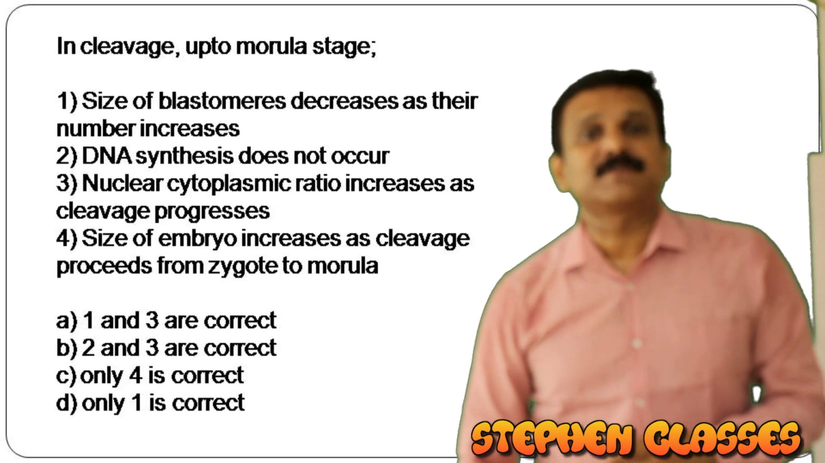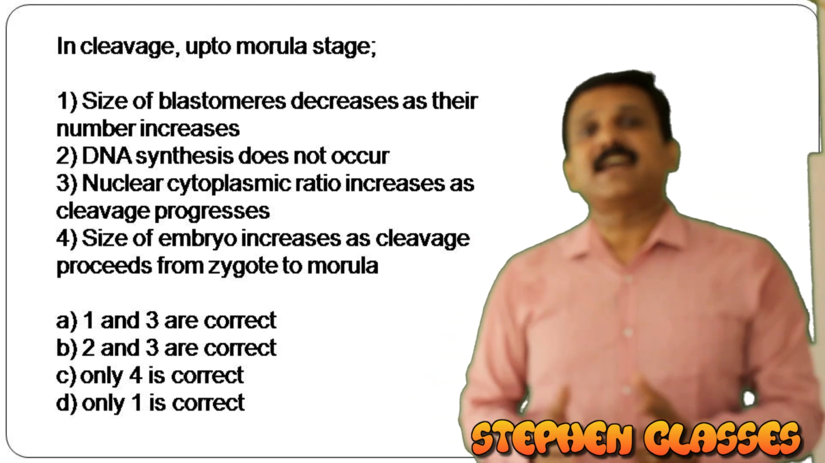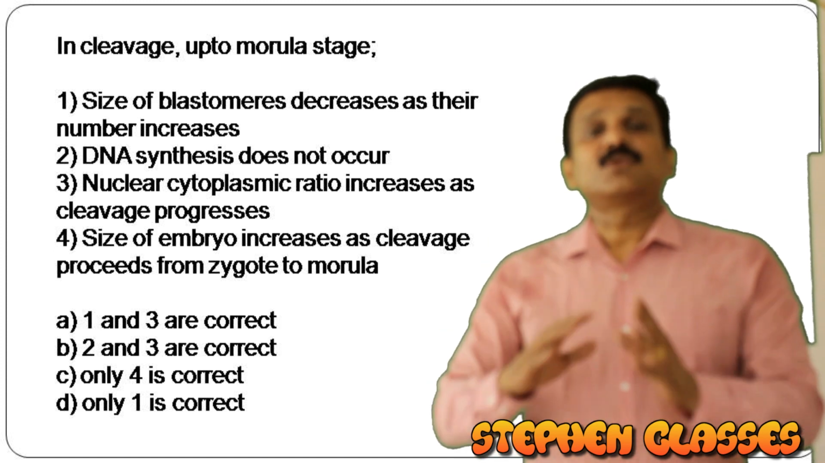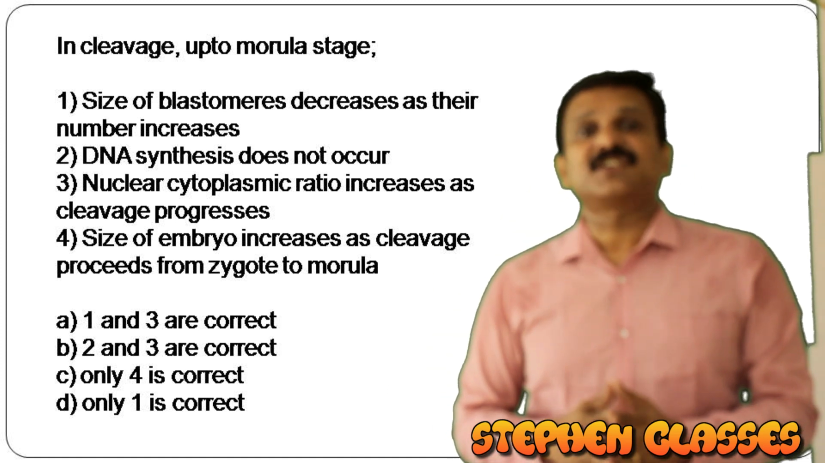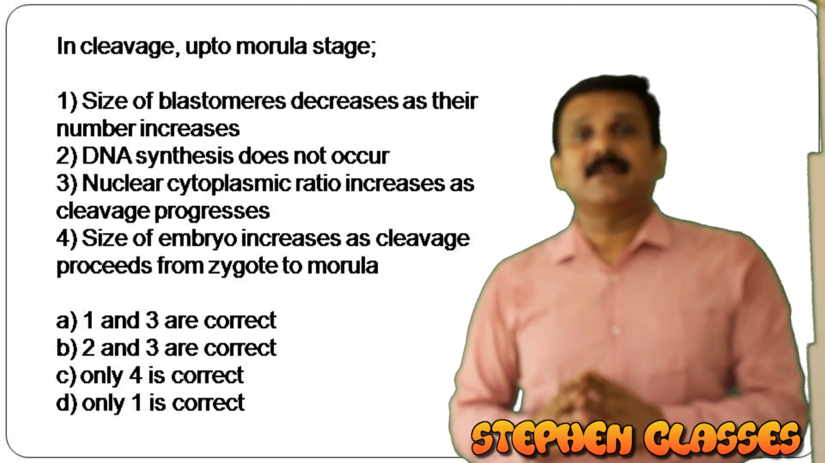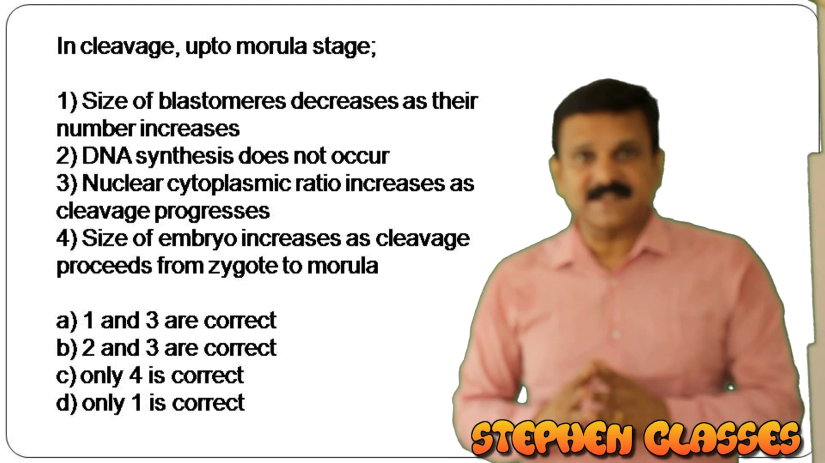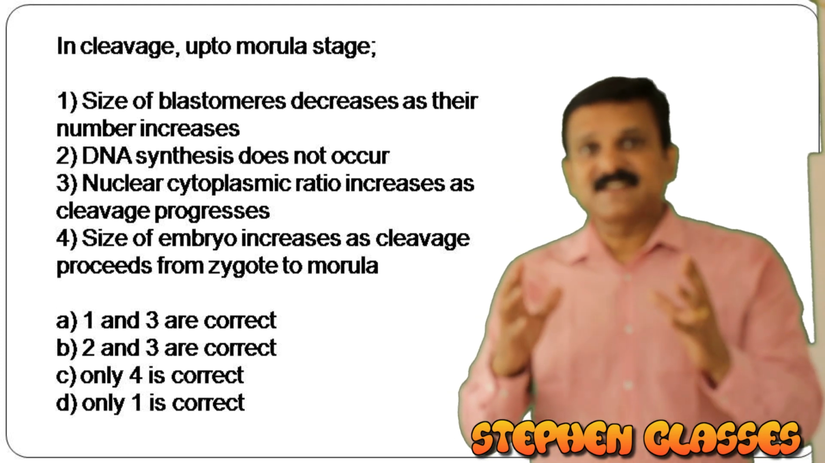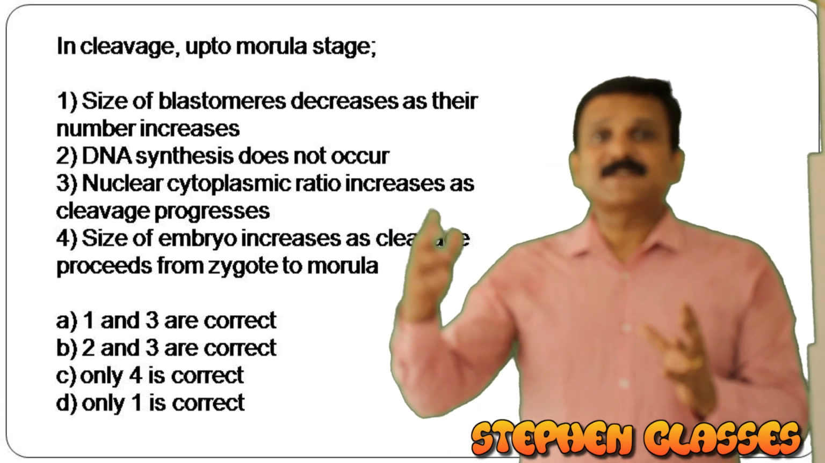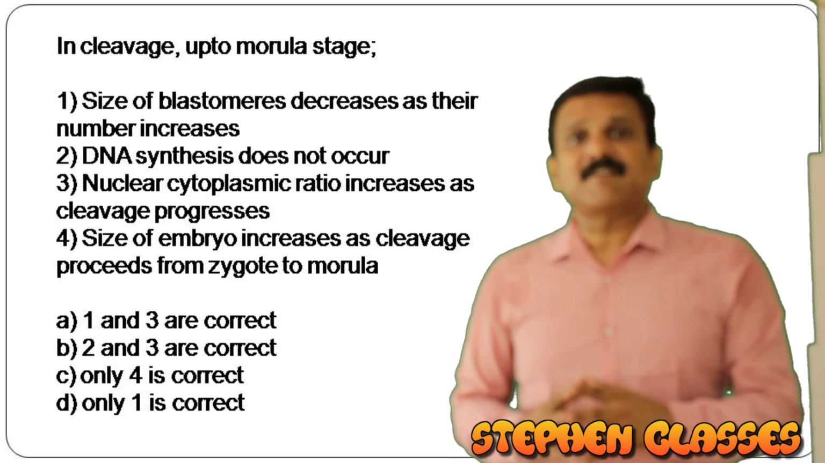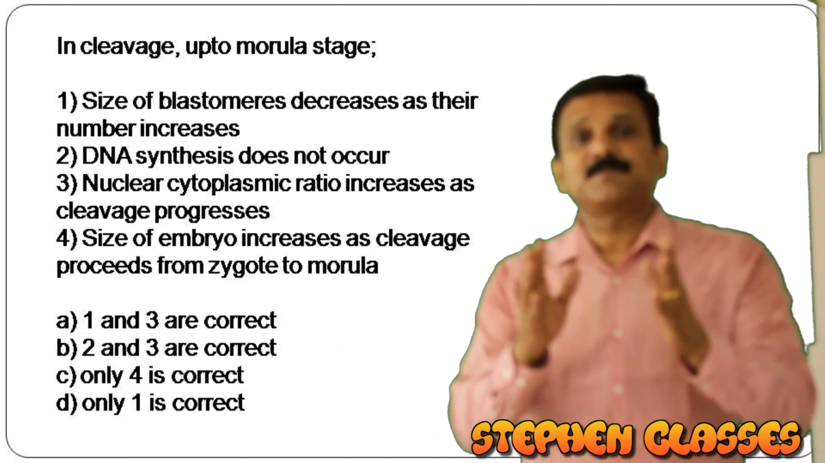Now we move on to the next question. In cleavage up to morula stage, you know the zona pellucida is the outer layer of the egg, and the outermost is the corona radiata, having follicular cells. But the zona pellucida will be retained even after fertilization, up to the morula stage. That is why up to the morula stage there is no comparative increase in the size of the embryo. The size of the embryo will not increase up to the morula stage, because the zona pellucida is retained. The blastomeres are getting smaller and smaller as it develops up to the morula stage. Further increase in the size will happen only after the breaking of the zona pellucida, after the morula stage. So that is a very important point.